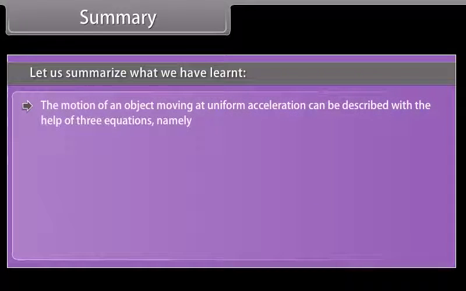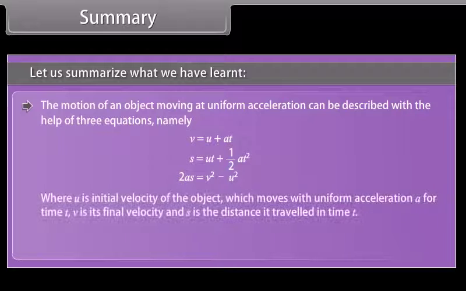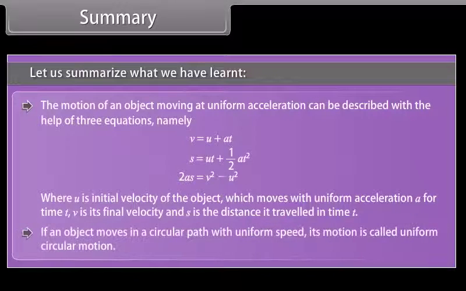The motion of an object moving at uniform acceleration can be described with the help of three equations, namely v is equal to u plus at, s is equal to ut plus 1 upon 2 at square, 2as is equal to v square minus u square, where u is the initial velocity of the object which moves with uniform acceleration a for time t, v is its final velocity, and s is the distance it traveled in time t. If an object moves in a circular path with uniform speed, its motion is called uniform circular motion.